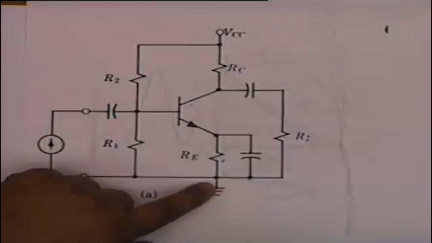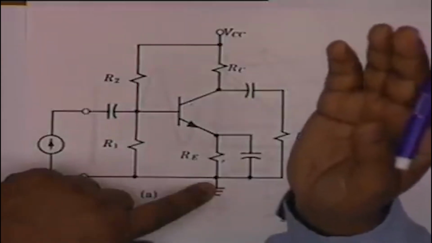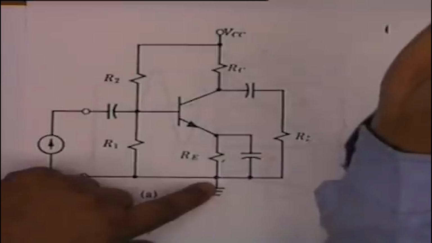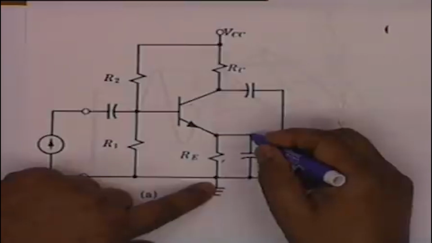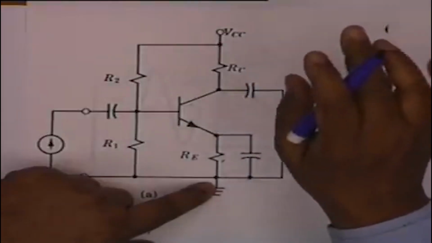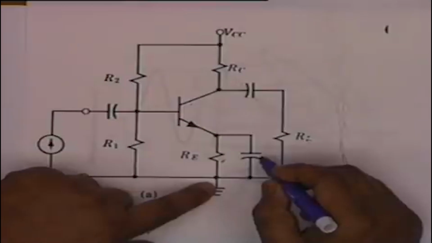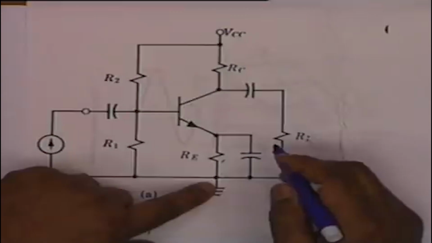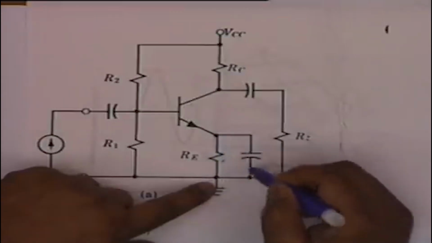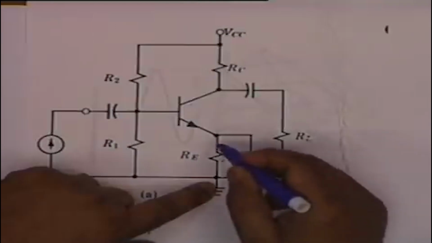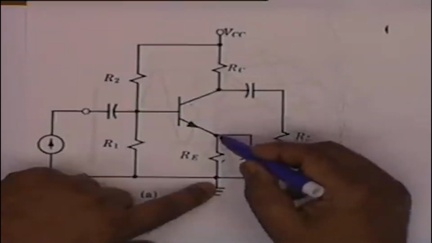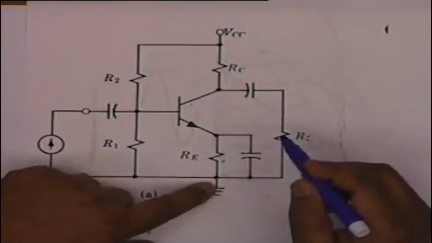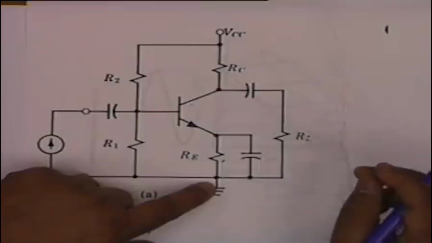On the other hand, why couldn't we do without RE? For biasing, for stabilizing I sub C, we do require an RE. Therefore, we have to put an RE, and we have to bypass RE for AC by a capacitor, and therefore this capacitor is called a bypass capacitor. It provides a short for AC. AC does not pass through RE, it passes through this capacitor. And since it is connected to the emitter terminal, it is called an emitter bypass capacitor.